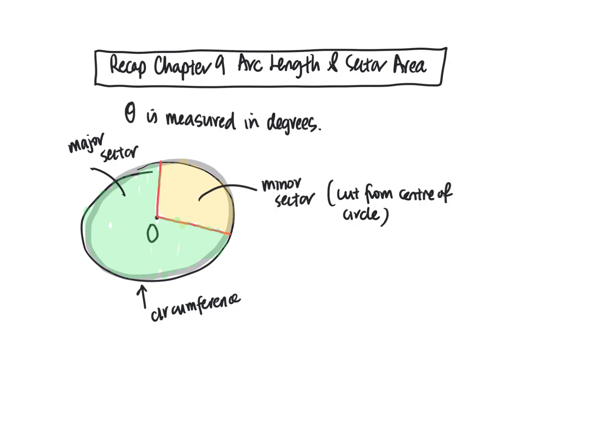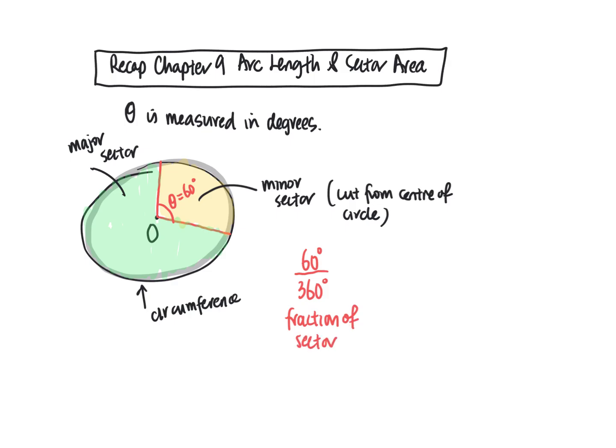Okay, next, how do I actually calculate the area? So this piece over here, if let's say this angle is, I don't know, 60 degrees. In order to calculate the area, I need to find out what fraction of the circle this sector is. So it's 60 degrees out of 360. So this is the fraction of the sector.